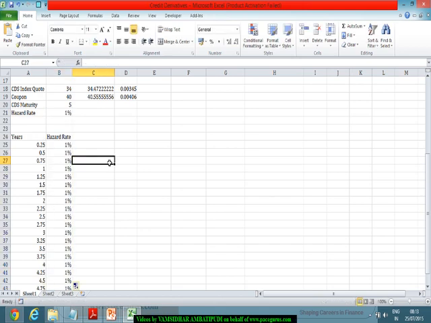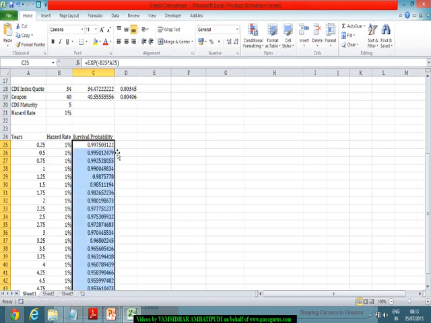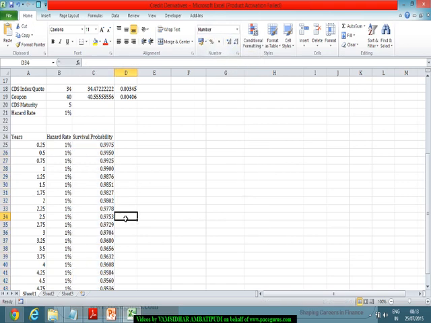Which means the survival probability I can find out. The survival probability for me is e to the power of minus lambda t, minus lambda times t. So this is the survival probability for each of the periods. Agreed? Yes. Then I can also find out the probability of default in that particular period. For the first period, this is the probability of default, and from the second period onwards, I can very well find it out through this exercise.